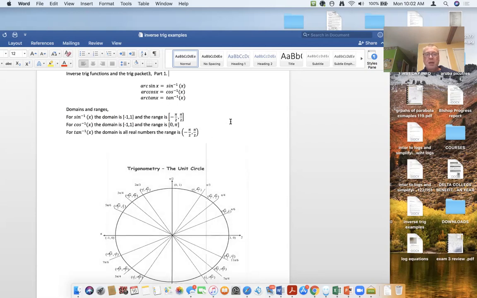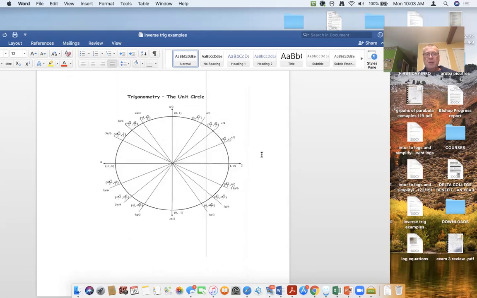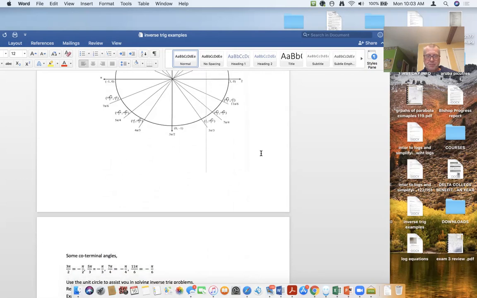The same thing happens when we talk about inverse secant or inverse cosecant. Think about these as being reciprocals. We're going to look at the reciprocal of each. It's helpful to use the unit circle. I copied and pasted this unit circle from the first trig packet. It's helpful to use that when you go forward with this.